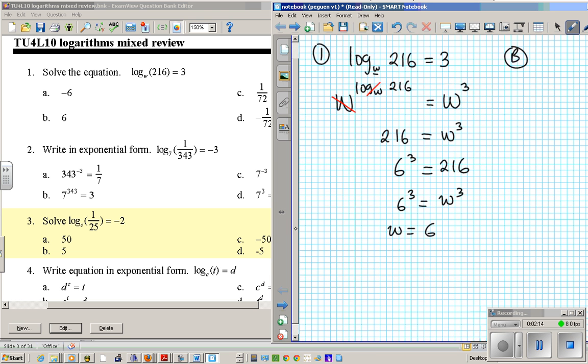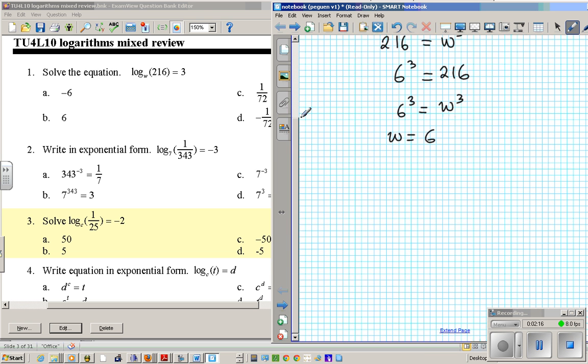Alright, let's move on to number 2. Number 2 says write in exponential form log base 7 of 1 over 343 equals negative 3. So we want to write this in exponential form. We just use the base as a basis for exponentiation, right? So put the big 7 on the left and a big 7 on the right. And then this becomes an exponent. This becomes 7 to the power log base 7 of 1 over 343 equals 7 to the negative third.